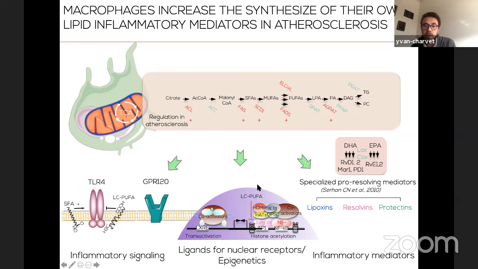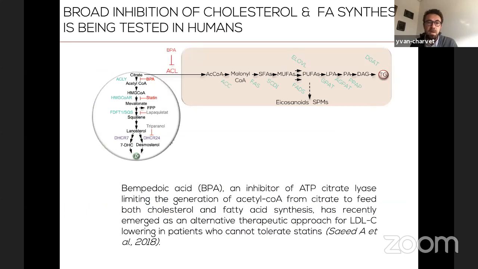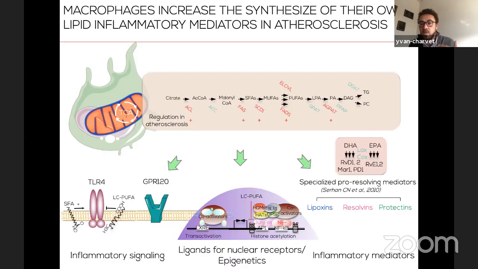We also know that PUFA are very crucial to change the epigenetics of the cell, but also the activation of nuclear receptors. And there is more and more evidence that the balance between saturated fatty acid and polyunsaturated fatty acid can change the TLR4 signaling pathway, for example. So we have started to use the BPA in macrophages and started to see that you have a strong decrease in the inflammatory response.